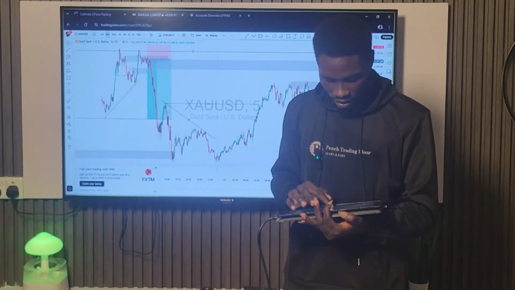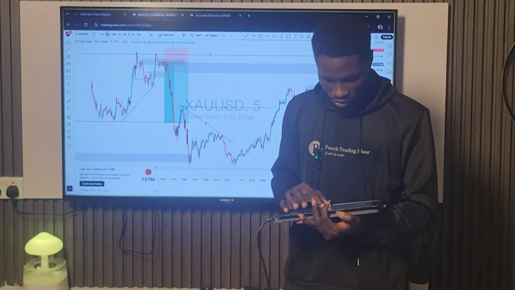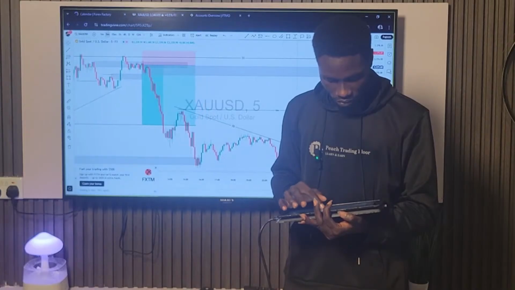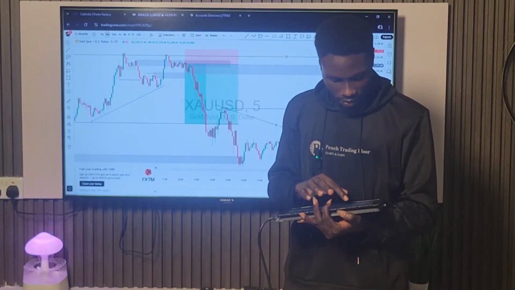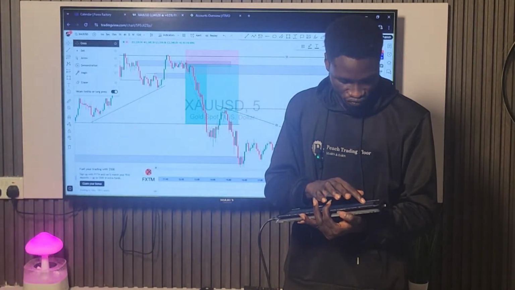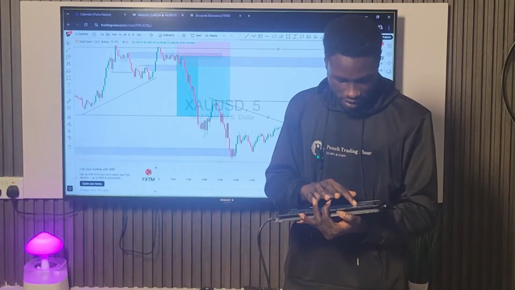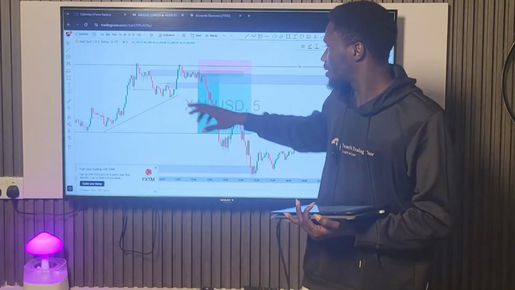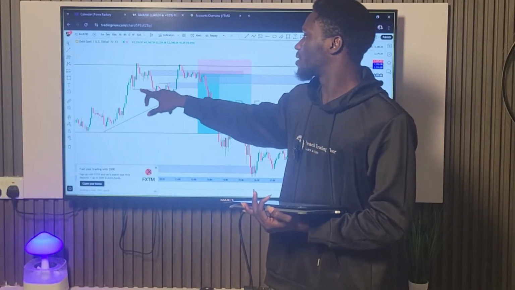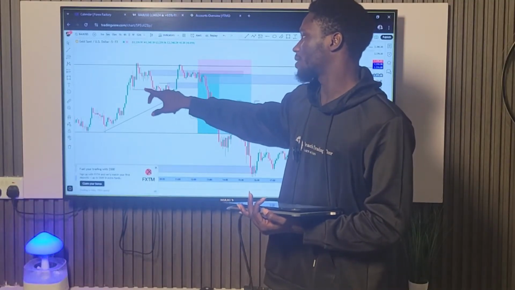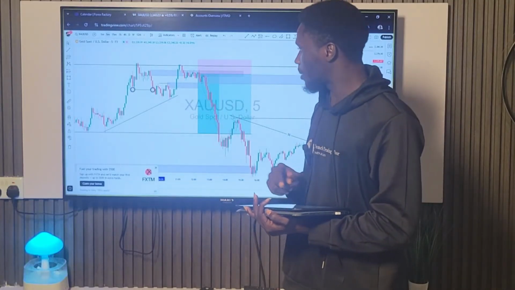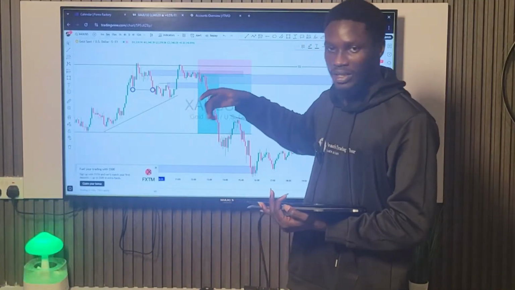So here is where we had our gold, and we saw gold break above this region here, and that's this particular region. Seeing this gave us a sweep, and this is a violation of structure to the downside, right? So gold violated structure to the downside at around this particular point here.